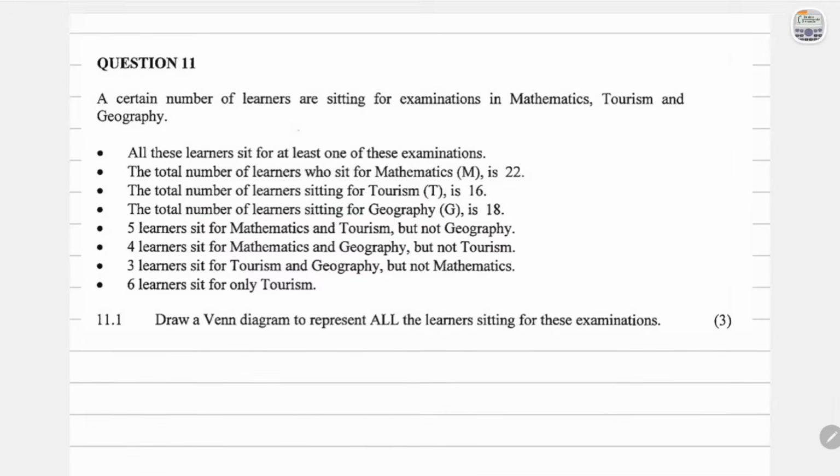Okay, we have question 11, and question 11 says, a certain number of learners are sitting for examinations in mathematics, tourism, and geography. All these learners sit for at least one of these exams. And then they also tell us the total number of learners who sit for mathematics is 22, total of tourism is 16, total of geography is 18, and then they start telling us about the intersections.